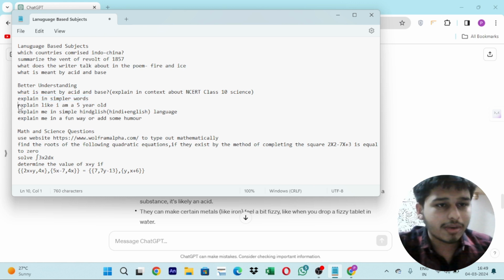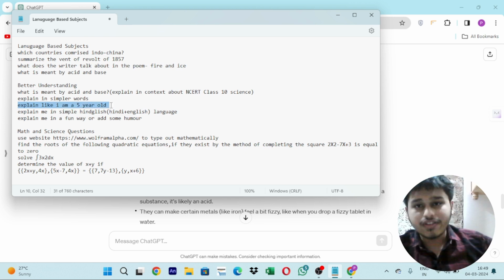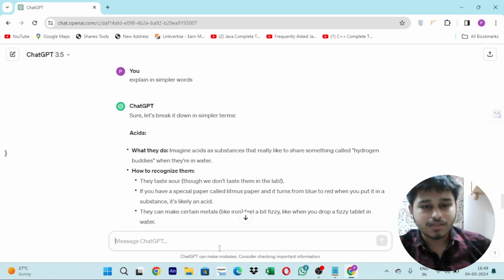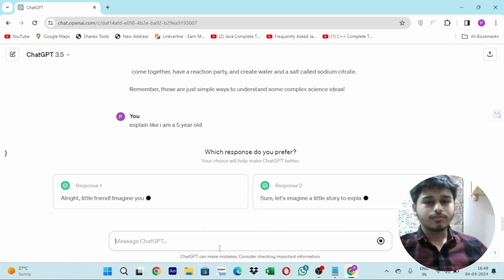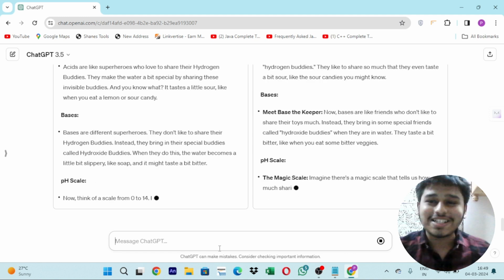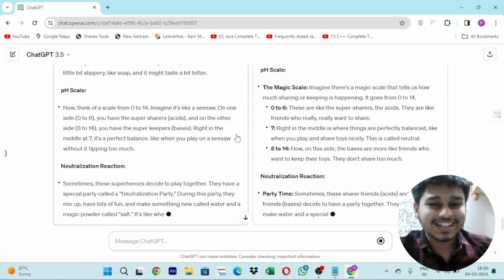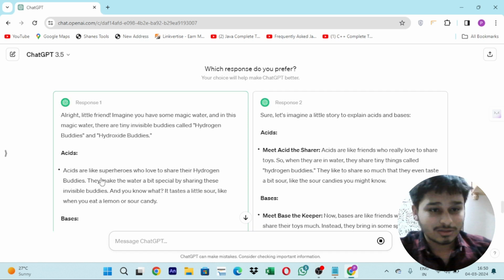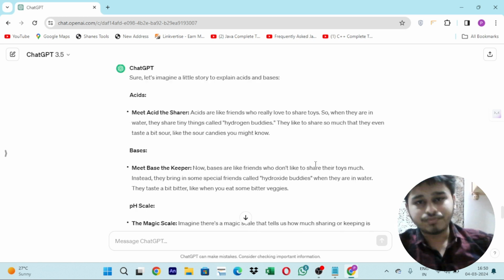Now I will tell ChatGPT to explain like I am a 5-year-old kid, right? I will just copy this prompt and paste it over. Now you will see that the definition will become easier. Click on enter. Okay, now which response is best? ChatGPT is giving us two. Okay, that's great. I will go with response 2. I like response 2 better.